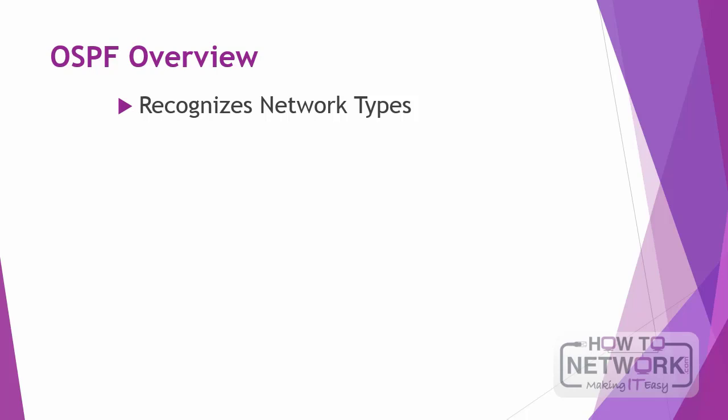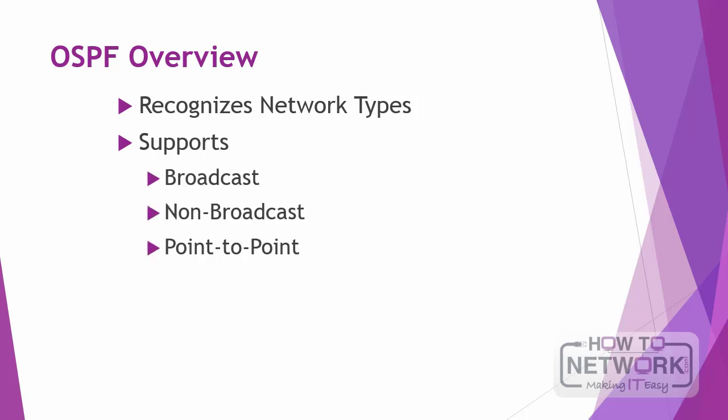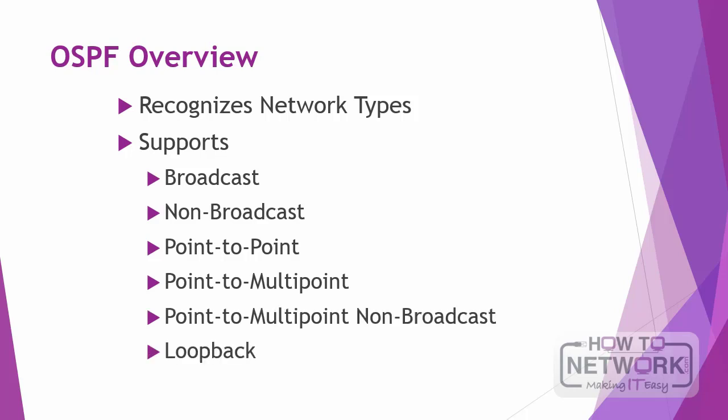OSPF supports the following network types: broadcast, non-broadcast, point-to-point, point-to-multipoint, point-to-multipoint non-broadcast, and loopback. OSPF automatically selects the network type that is the most appropriate for the given technology. So, for example, if you configure OSPF in a broadcast-based Ethernet environment, it will default to the broadcast type. If you configure it on a frame relay interface, it will default to the non-broadcast type. And OSPF configured on a point-to-point serial link will default to the point-to-point network type.